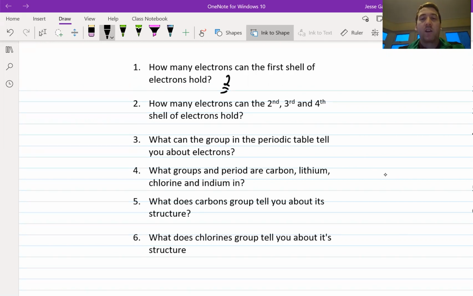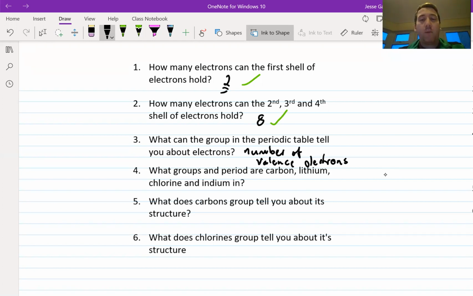How many electrons can the second, third, and fourth shells of electrons hold? The second, third, and fourth shells can all hold 8 electrons. So you should have said 8. If you said 8, well done. Correct it or fix it. What can the group in the periodic table tell you about the electrons? So what can the group tell you? It tells you the number of valence electrons. Okay, so how many electrons are in the outer shell or the valence shell? So group 1 has 1 valence electron, group 2 has 2, and so on.